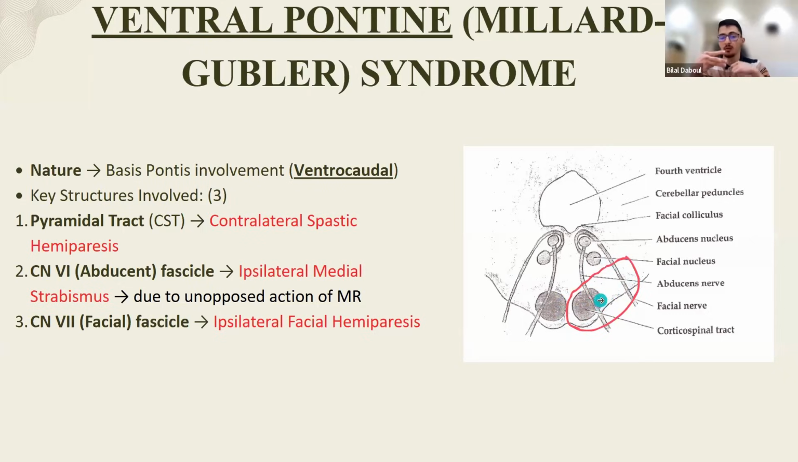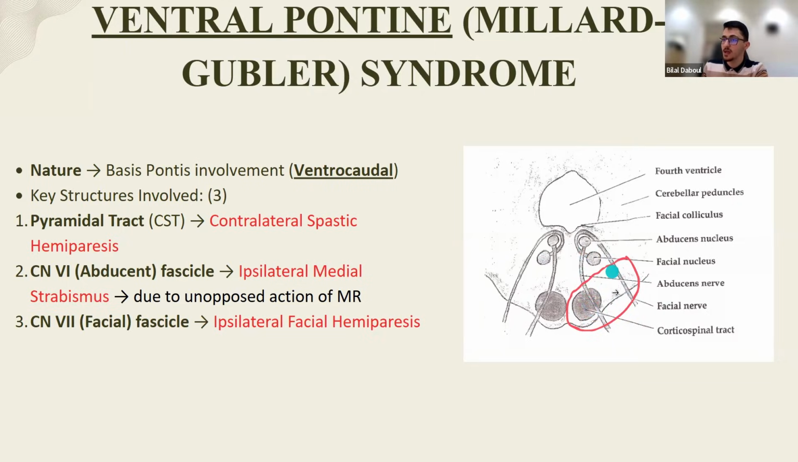So what are the three structures that are included here? For starters, you have the corticospinal tract. So you'd have contralateral spastic hemiparesis. That's one. Secondly, you see the fascicles of the 6th and the 7th cranial nerve. So that's the 6th cranial nerve, and that's the 7th cranial nerve, the abducens and the facial. So both are involved. If the abducens nerve is involved, you would have medial strabismus due to unopposed action of the medial rectus muscle, because the abducens nerve supplies the lateral rectus muscle responsible for eye abduction. Hence you would end up with ipsilateral medial strabismus from affecting the abducens fascicle.